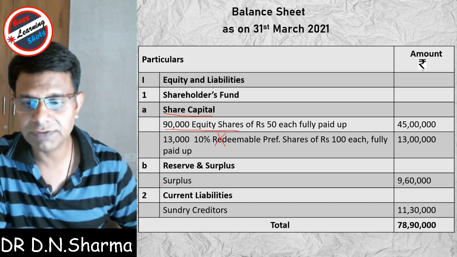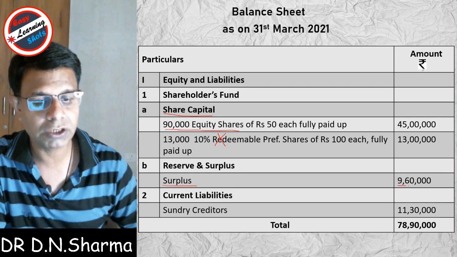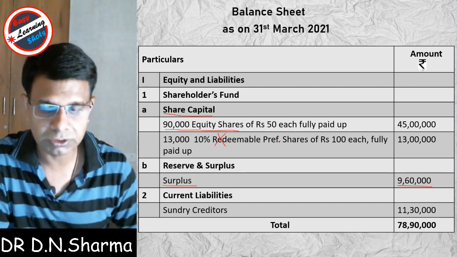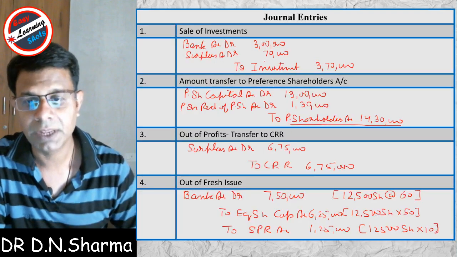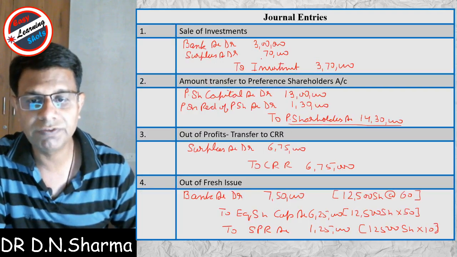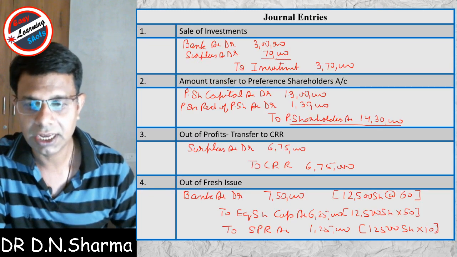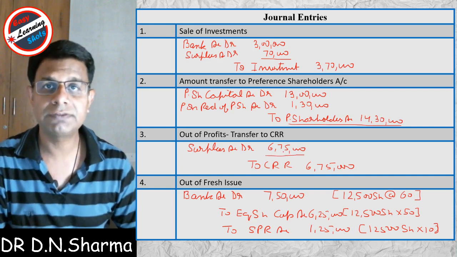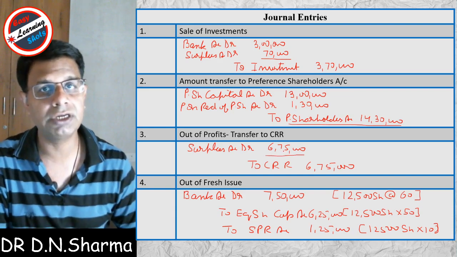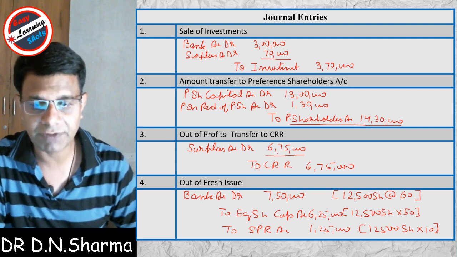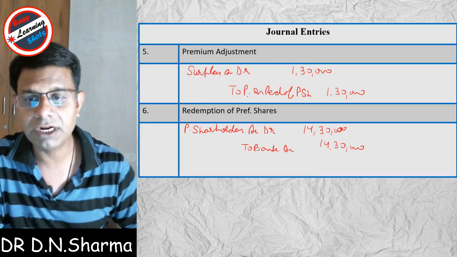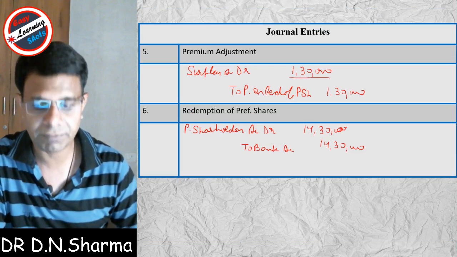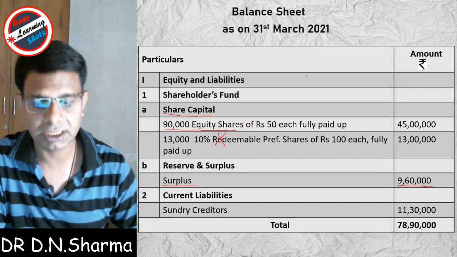Under reserves and surplus, we have surplus account in which we have a balance of 9,60,000. Now when the surplus account is debited, then we deduct the amount. In our first entry, we incur a loss of 70,000, so we debit surplus account with 70,000. In third entry, we debit surplus account because we transfer the funds out of profits to capital redemption reserve account. So we debit 6,75,000, and in entry number 5, we transfer from surplus account for premium on redemption of preference shares, that is 1,30,000.